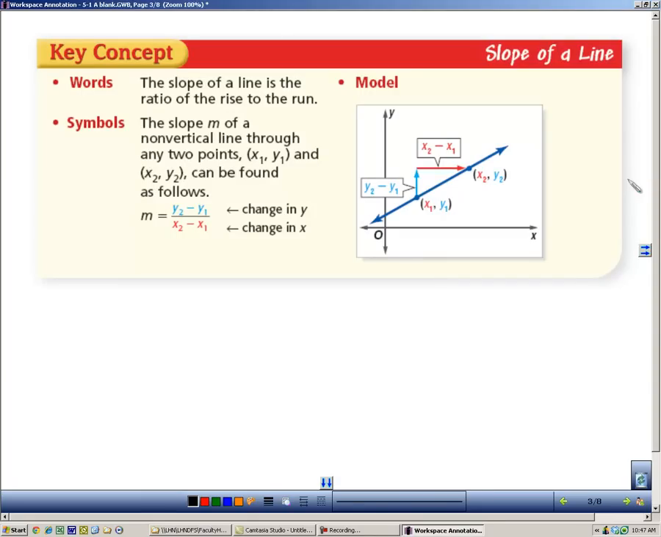Here's what that algebraic expression looks like. Now this key concept says a lot of information, but the really important part is right here. This is the formula for finding slope. m, which is a letter we use to describe slope, equals y sub 2 minus y sub 1 over x sub 2 minus x sub 1. In other words, that's the change in the y over the change in the x. You can use this anytime you have 2 points, and we're going to practice that a bunch in the next couple examples.